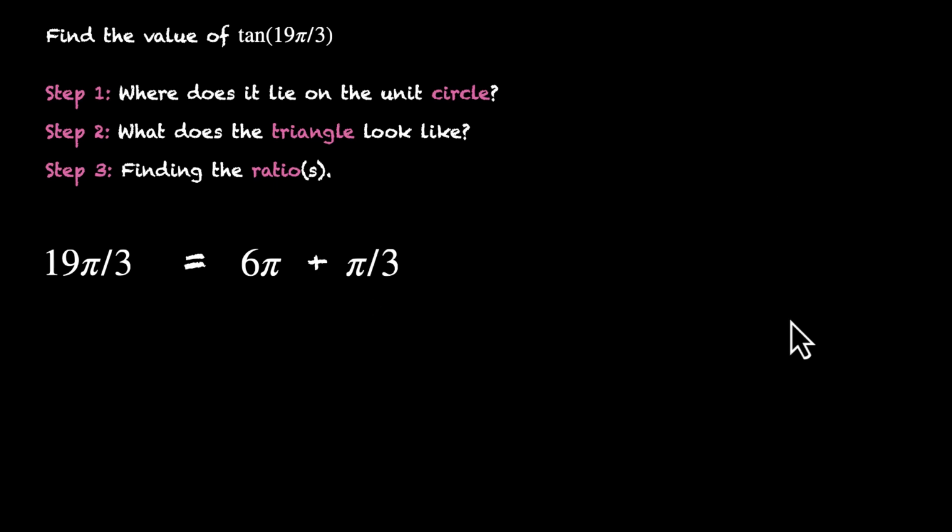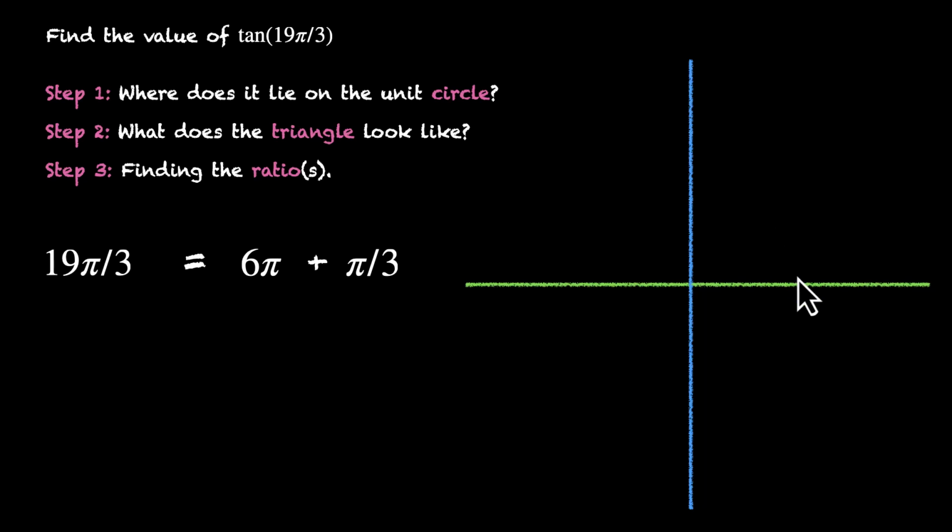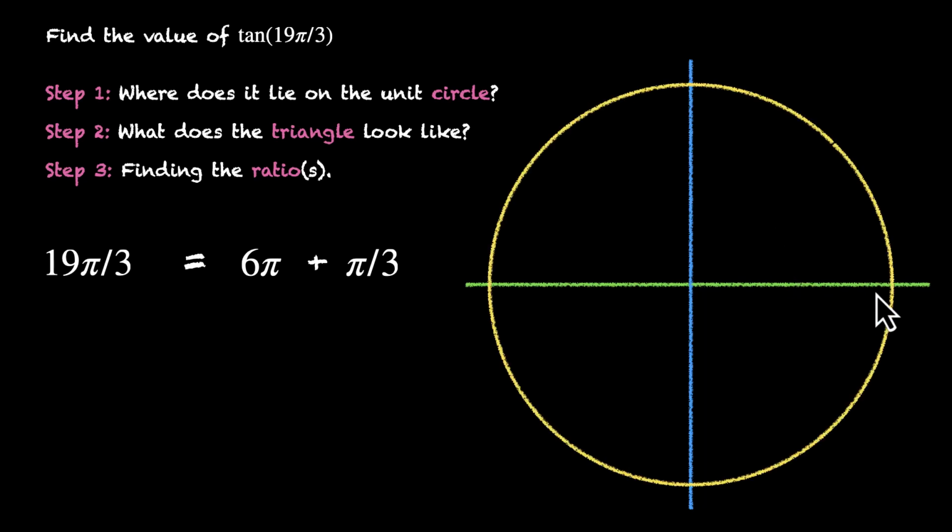Let's plot this on the circle. This is our unit circle. 2 pi, 4 pi, 6 pi, and then pi by 3. We're back in the first quadrant. This is your pi by 3, but this is also your 19 pi by 3. So whatever works for pi by 3 will also work for 19 pi by 3. We can jump to the ratios for pi by 3. The coordinates are half and root 3 by 2. So these are the coordinates for 19 pi by 3 as well.